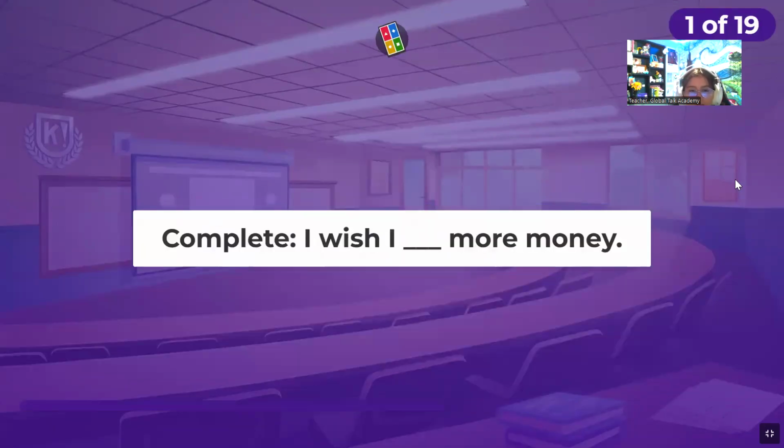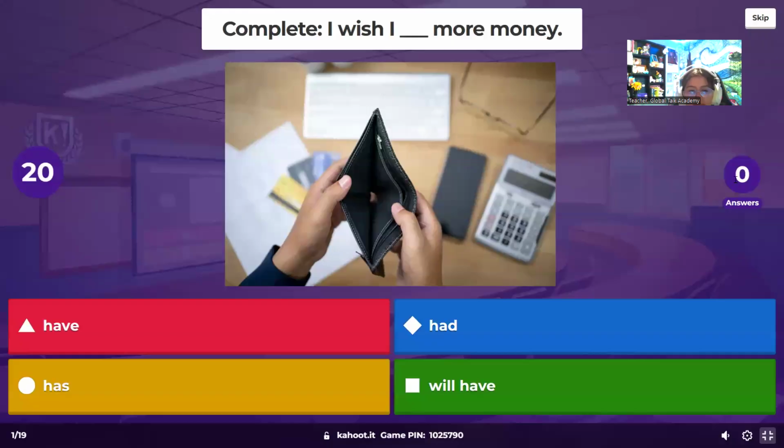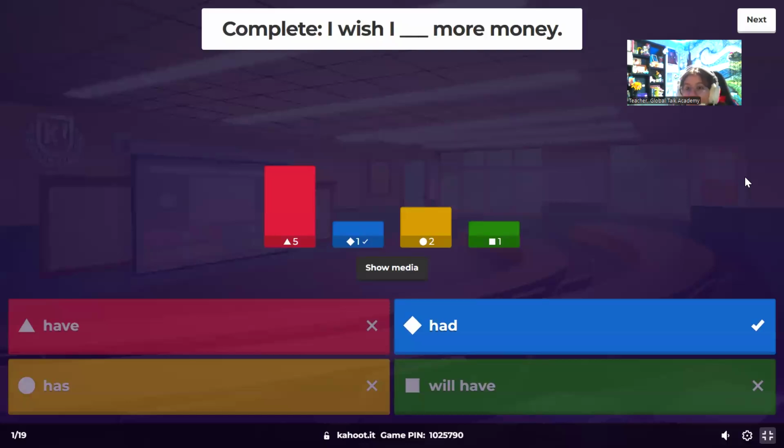So we have the first one. I wish I more money. So we have multiple options. Have, has, had, will have. And when we use wish, we have a specific characteristic. It's that we use it with a specific tense. So do you remember it? Which one? Aha, right? So had. We use wish with the past. So I wish I had more money.